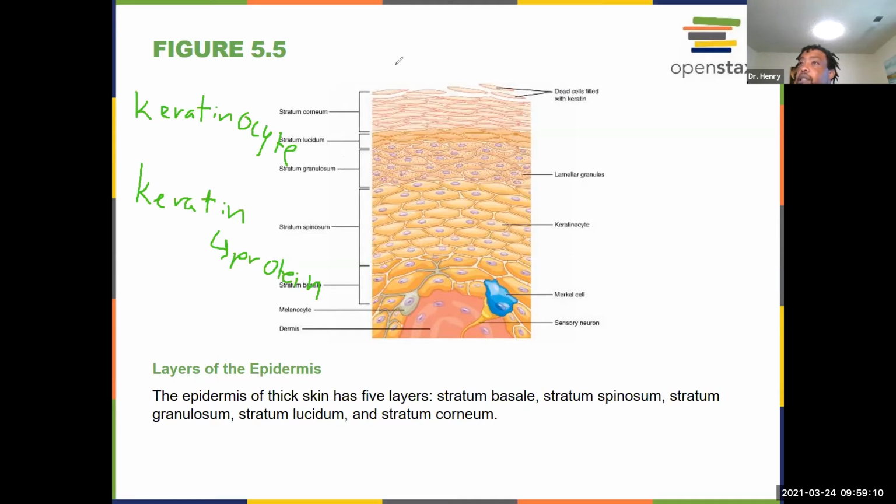So then we have the stratum lucidum, right? Those cells are going to be kind of smooth, a little transparent, and they're literally the layer that's directly under that dead layer of skin. So have you guys ever scratched yourself?